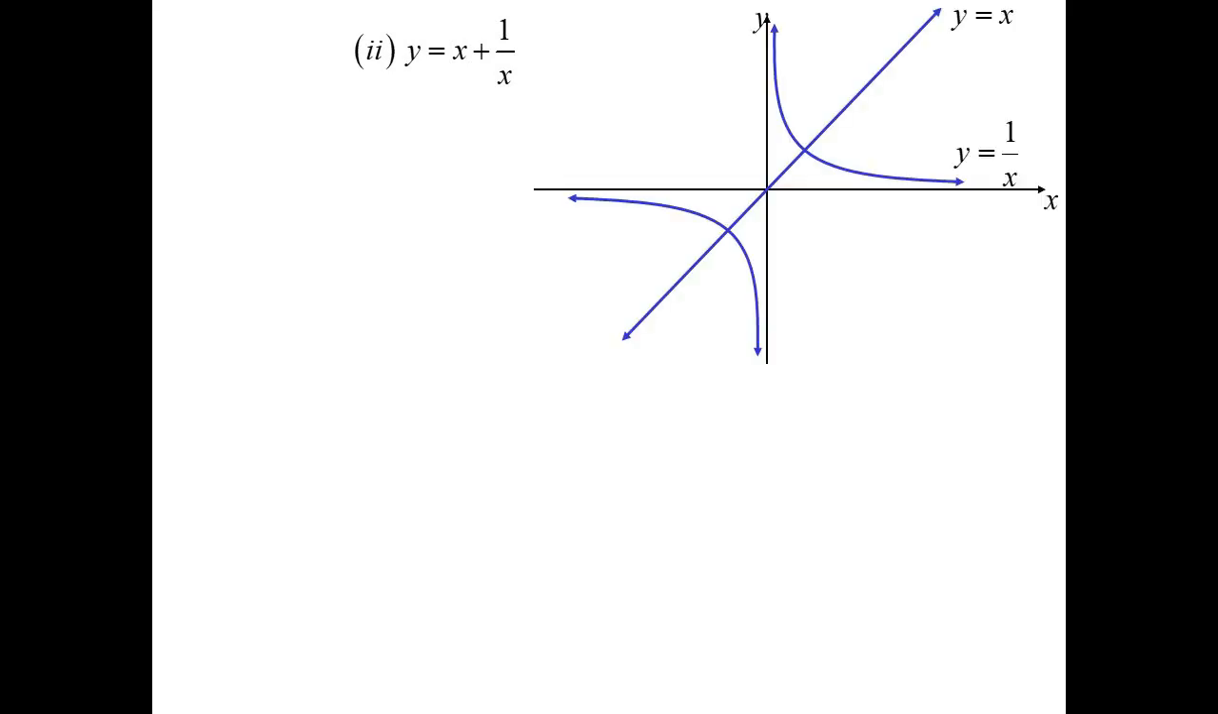There we go. Let's try this one. x plus 1 on x. So it's not as immediately obvious what this one's going to look like. So there's y equals x, and there's y equals 1 on x. Okay. First point I've actually plotted in is at the point of intersection. So I know it's twice whatever that y value is. And I can do the same in the other quadrant.